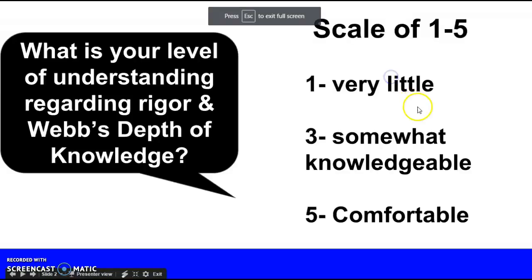Okay, so the first thing I'd like for you to do is to just kind of gauge where you are. Do you know very little, somewhat knowledgeable, or are you comfortable with DOK? Because that's going to kind of gauge what you get from today's presentation, and it will also help you answer what do you need moving forward. So I don't want today's session to be kind of a one and done. I'd love for this to be something where if you have more questions or want to dig deeper into depth of knowledge, that you email me, and I can send you resources.